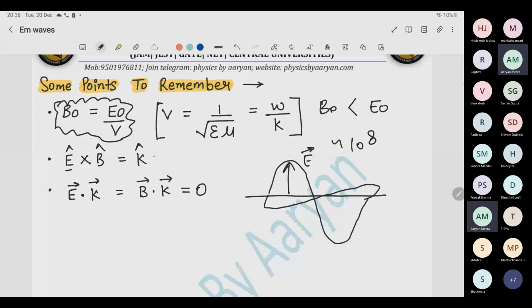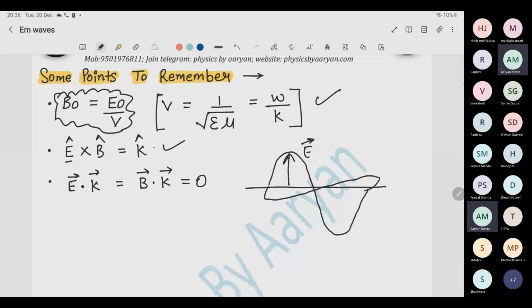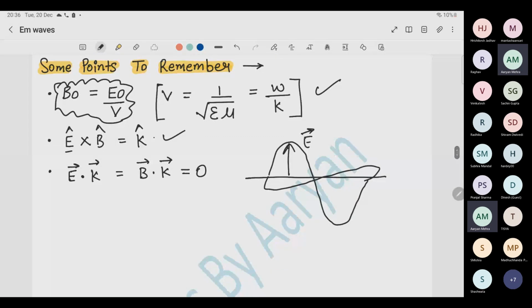It's not reverse. Always remember it's E cross B, not B cross E. So one point you should remember this, and second point you should remember this. And the third point, which we have already covered, that E dot K and B dot K is zero. Why? Because electric field, magnetic field and wave direction, all three are mutually perpendicular to each other. So if you remember these three points, you can eliminate the options as well and do the question in an easier way.